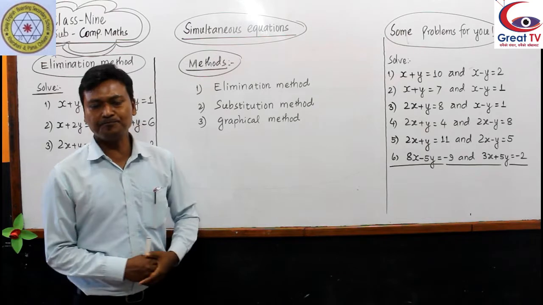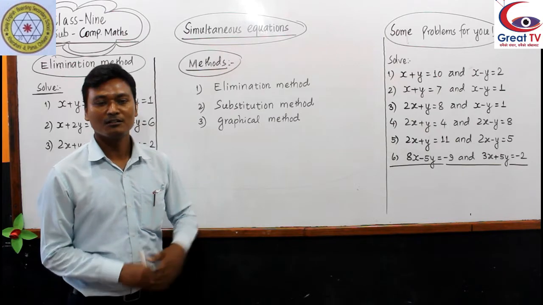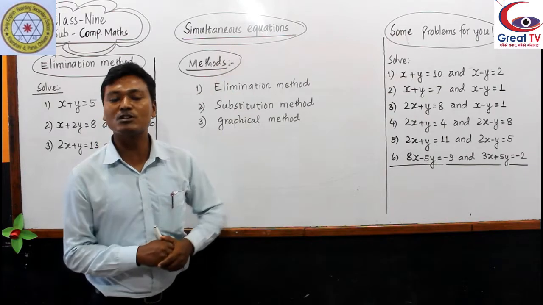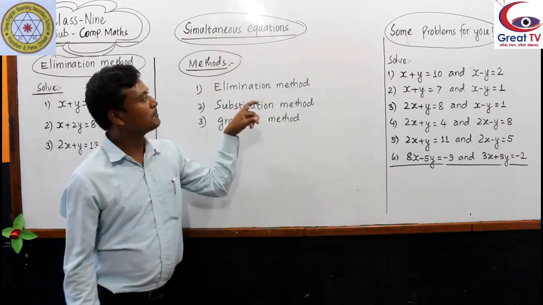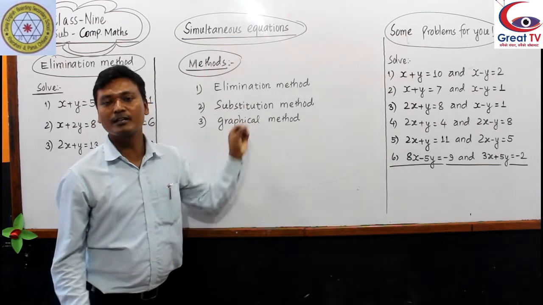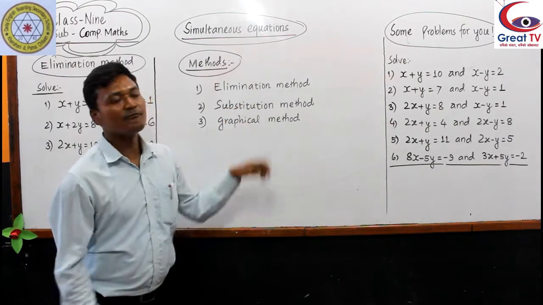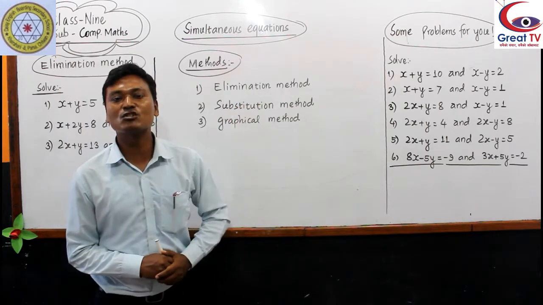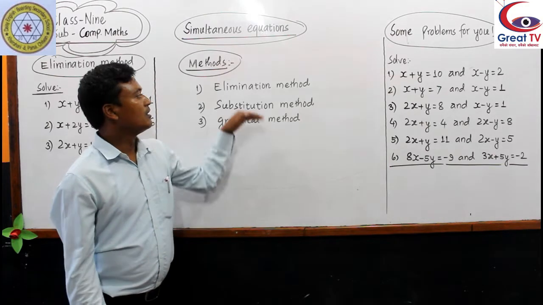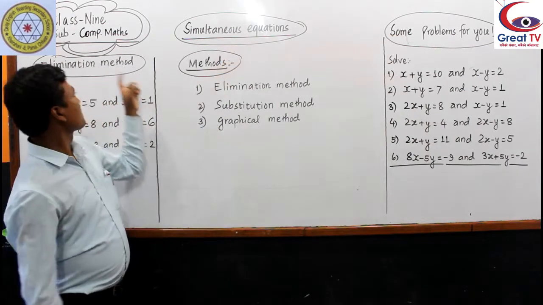But before we talk about methods of solving simultaneous equations, I must define simultaneous equations. Today we are learning how to solve two simultaneous equations, because according to the syllabus of class 9, we should read how to solve two simultaneous equations. But we have different methods. First one, elimination method. Second one, substitution method. Third one, graphical method. The graphical method you have already been taught in your previous class. We shall talk about the methods. So today we are reading how to solve simultaneous equations by the elimination method.